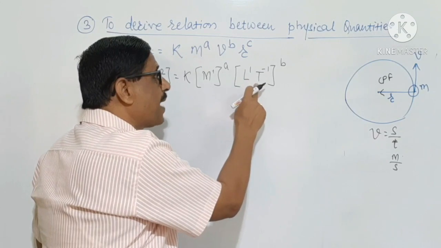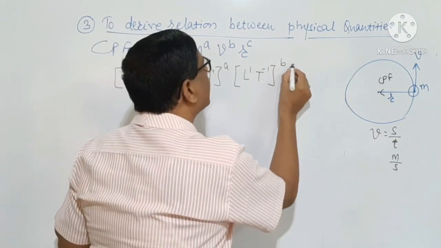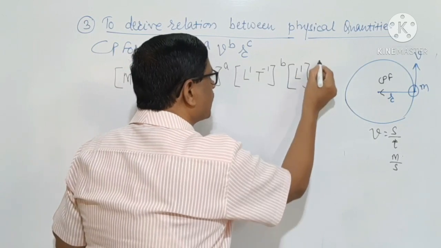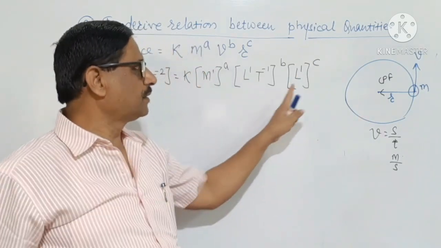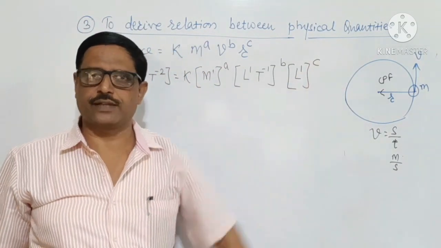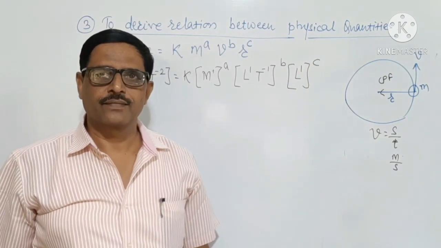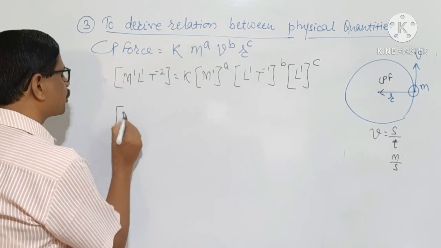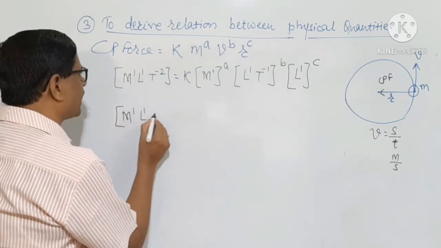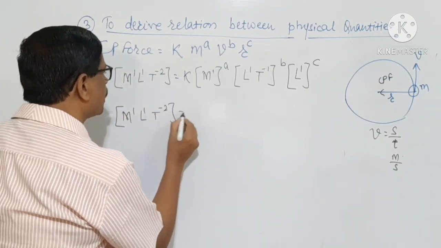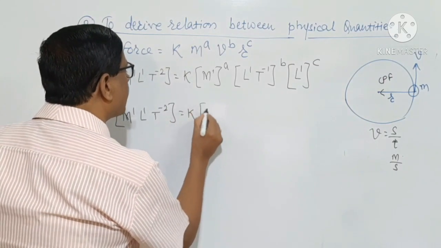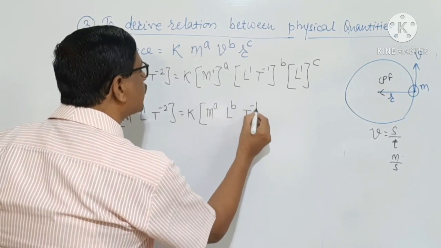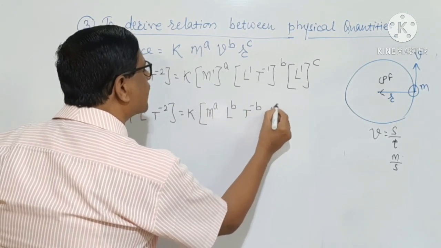Therefore, L1 t minus 1 raised to b, and this is radius. Radius is measured in terms of length. Therefore, it is L1 raised to c. Then I will write dimensions on either side of the equation. M1 L1 t minus 2 equals some constant k, m raised to a, L raised to b, t raised to minus b, and L raised to c.